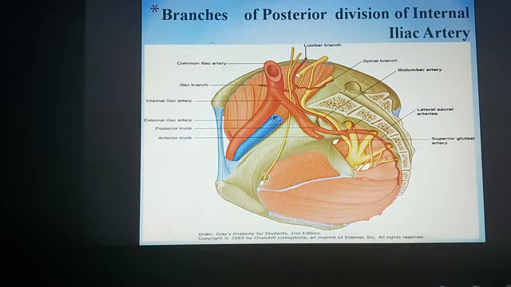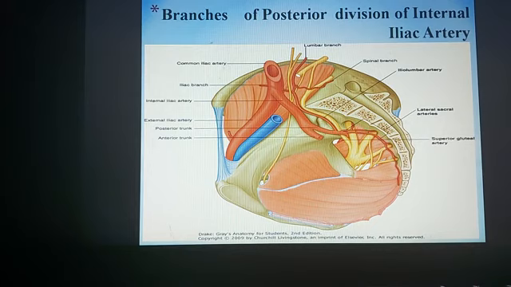This is the diagram showing the branches of the posterior division of the internal iliac artery. Going upwards, this one is the iliolumbar artery, this one is the lateral sacral artery, and this one is the superior gluteal artery.